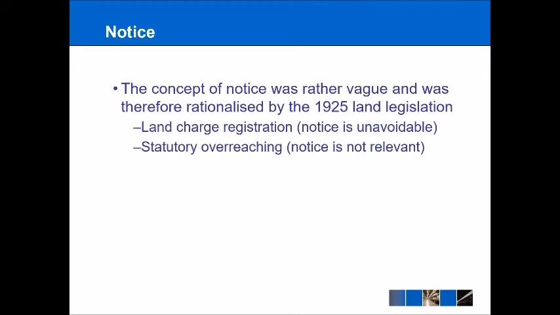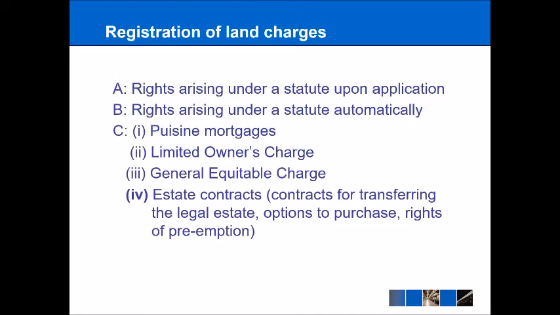So let's think about this Land Charges Register though. What equitable rights does it actually cover? Well, these are lettered, and A and B both refer to rights which arise under a statute. C is split into 4 different subcategories. So we have Puisne mortgages, which are legal mortgages without the title deeds to cover them. Limited owner's charge, as well as general equitable charge, and then C4, which is estate contracts, and this can include any contracts associated with the legal estate.